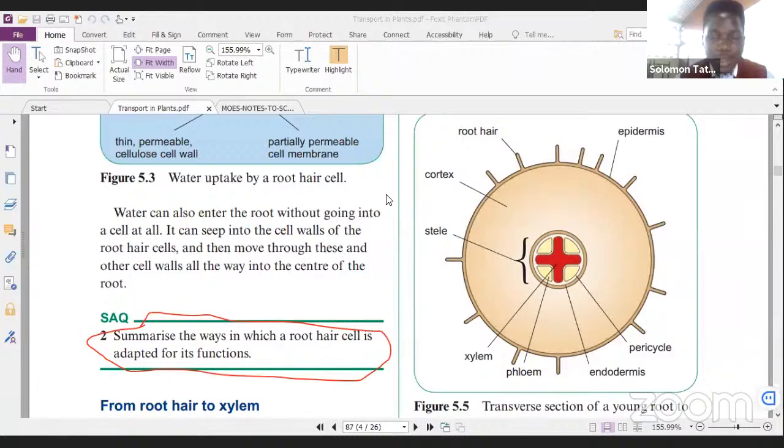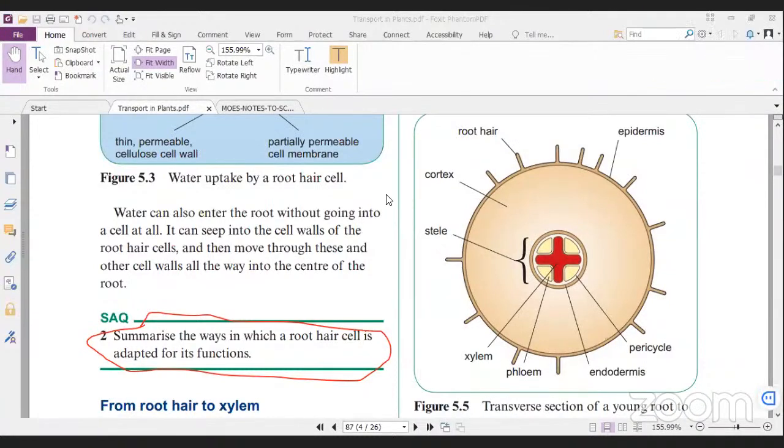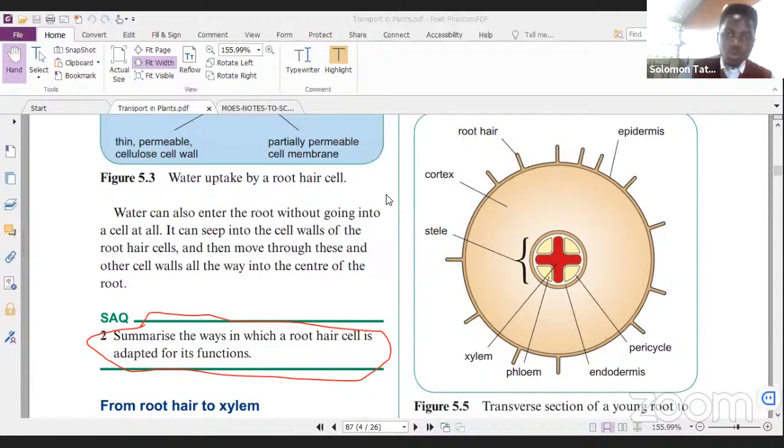Okay, I had something to do with thinness and all that, probably. Yes, Maria? The root hairs are slender and flexible for easy penetration between the soil particles so as to absorb water and the mineral salts. Okay, very good.